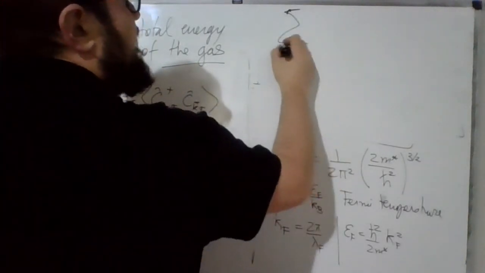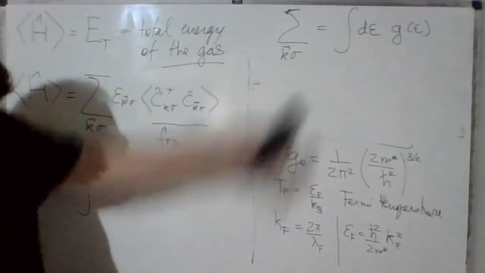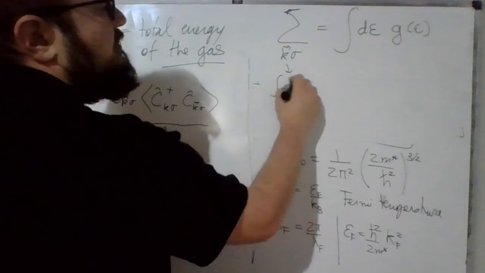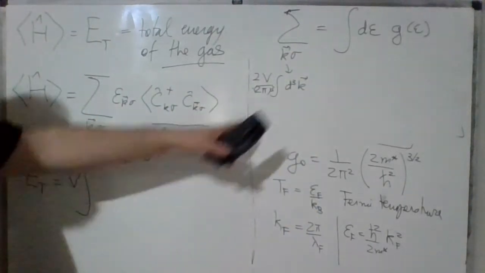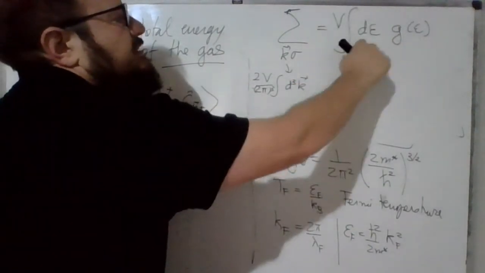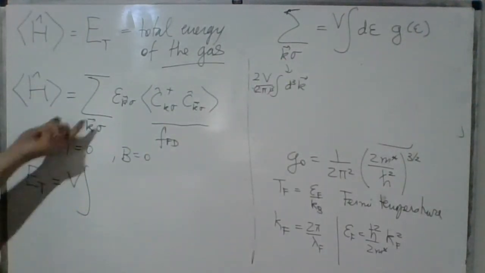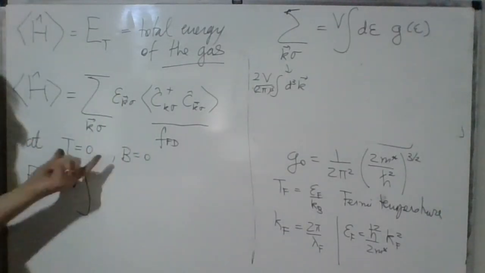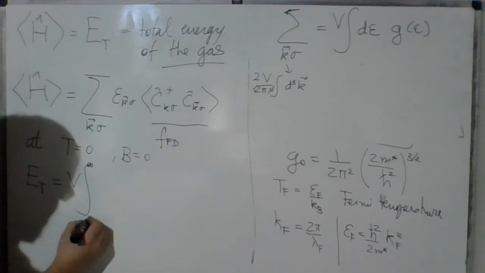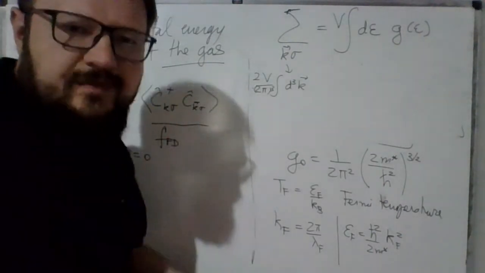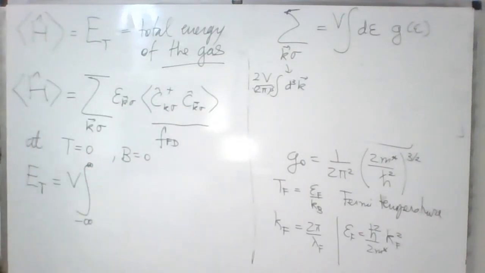Every time we replace a summation over K and sigma by an integral over dE times G of E, every time we replace a summation by an integral over d3k, volume over 2 pi to the cube, times 2 because of the summation over spins, we can replace it directly by a volume times the integral over the energies of the density of states, G of E. And therefore, this is just the same as performing an integral from 0 to infinity, in general from minus infinity, because I don't know exactly what this is. In a general case, I don't know if negative energies are allowed. So in general, you need to integrate from minus infinity to infinity.